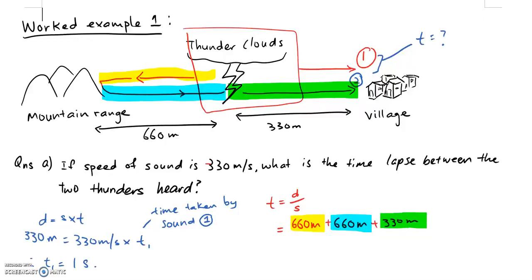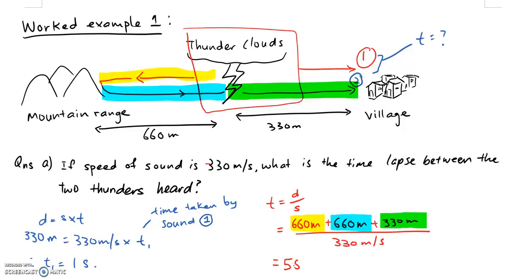In total you will have 660 plus 660 plus 330. That's the total distance divided by the speed of sound. The speed of sound is given to you as 330 meters per second. So the time taken would then be 5 seconds.